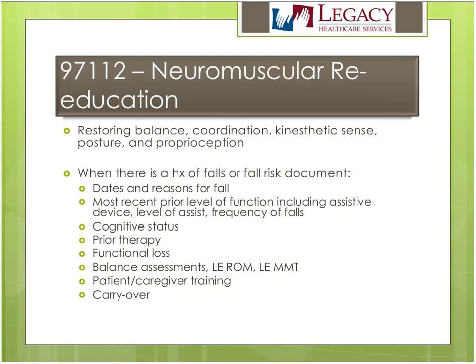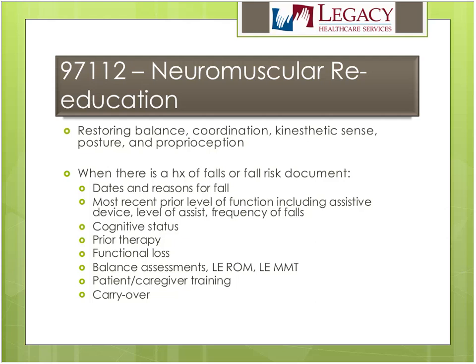97112 is neuromuscular re-ed. This is used when we're working to really restore balance, coordination, kinesthetic sense, posture, and proprioception. So if you are working with your patient because they've had a fall and you're trying to restore their balance, you've assessed them with the Berg balance, that can fall under 97112. If you're using the B-HIP program, those treatments are going to fall under 97112.